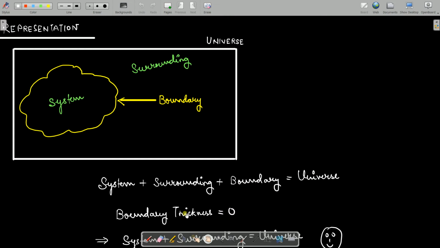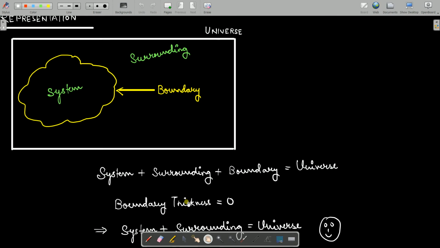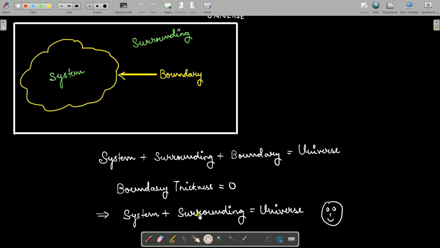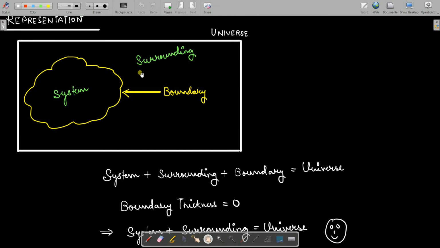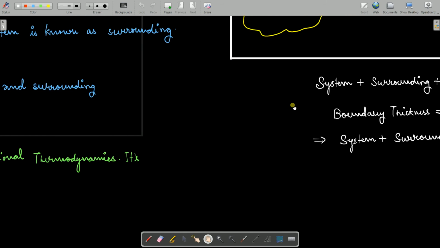It's the universe. And you should remember that the boundary thickness is 0. One time it was asked in a competitive exam, I don't remember which, but in the options they mentioned a thickness of the boundary. So remember the boundary thickness is taken as 0. If you take the boundary thickness as 0, you can say that system plus surrounding is equal to universe. So the universe is the summation of system and surrounding.